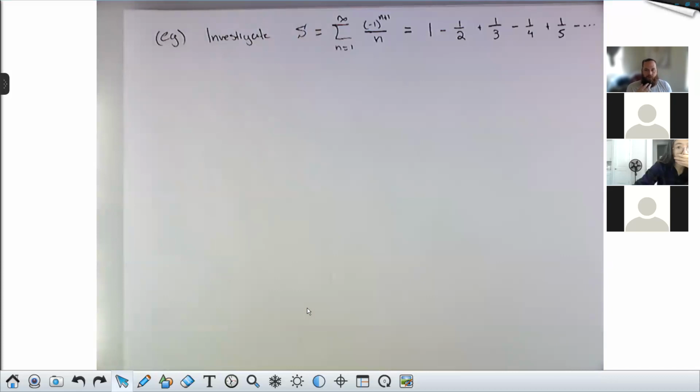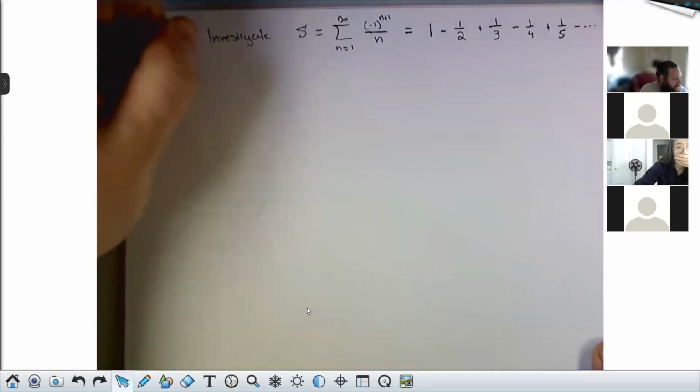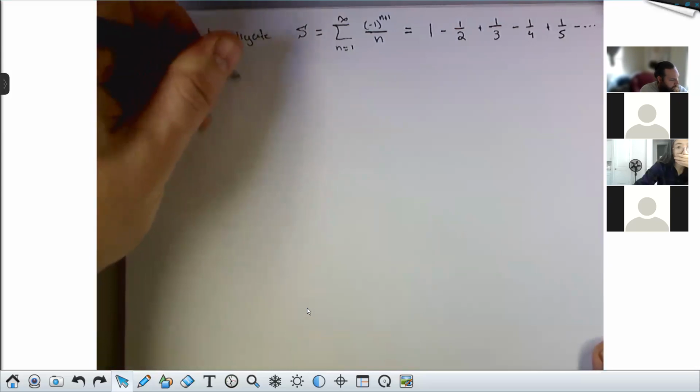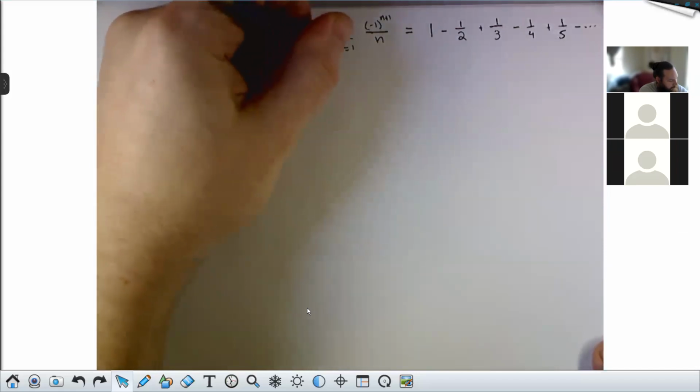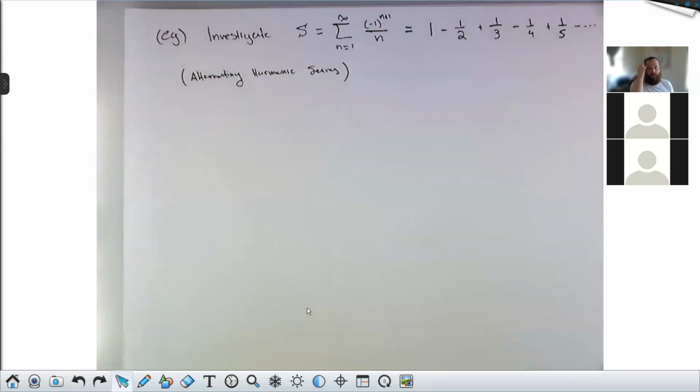What series does this remind you of? Yeah, this is very similar to the harmonic series. It's the harmonic series, it's just been made to alternate. That (-1)^(n+1) up there makes it into an alternating series. This is called the alternating harmonic series. We know that the regular harmonic series diverges. Let's see about this guy.